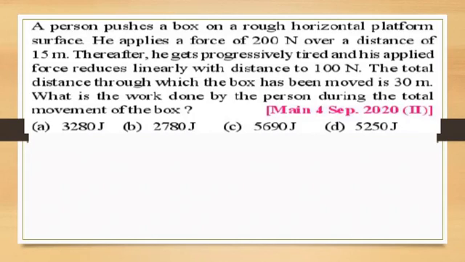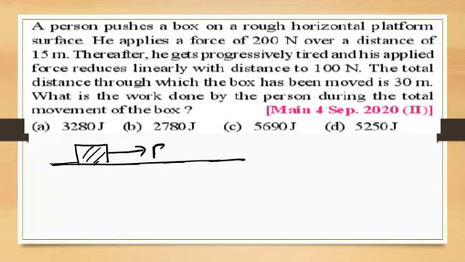Okay, out of the four options, we need to choose the correct option, and it is a previous year question, 2020 Mains September slot. Here on the rough surface, the object is pulled, but the force is variable actually. Okay, total displacement is given, that is 30 meters, but the force is variable.